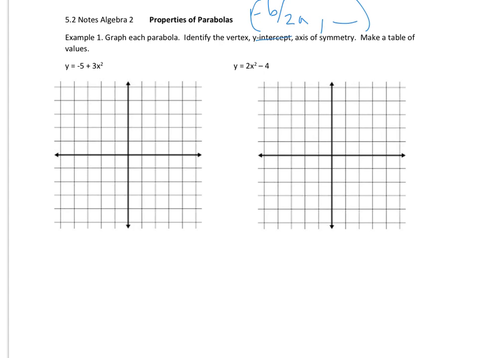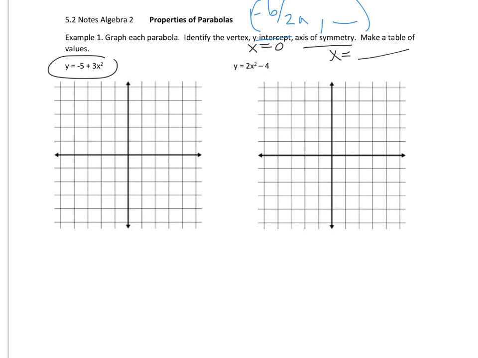The y-intercept: to find the y-intercept, let x be 0. And the axis of symmetry is going to be x equals whatever your vertex value is. So make a table of values. What you're going to do is, first step is always find the vertex.